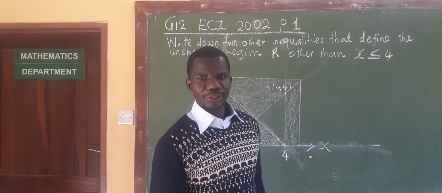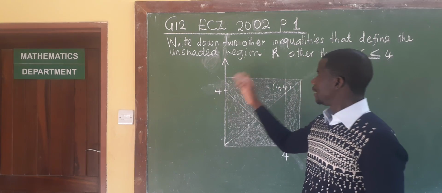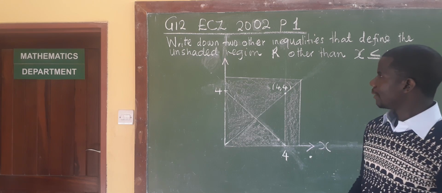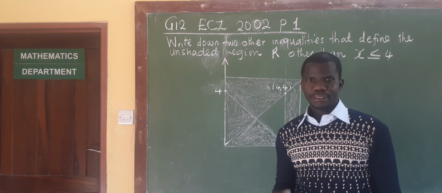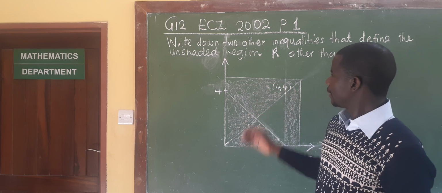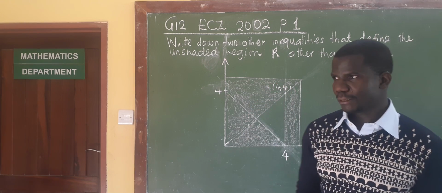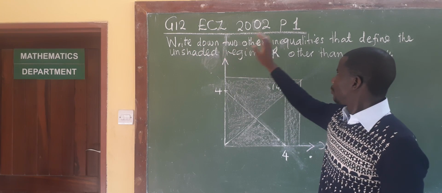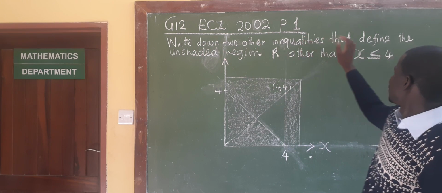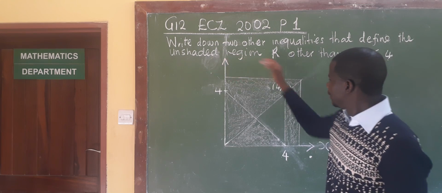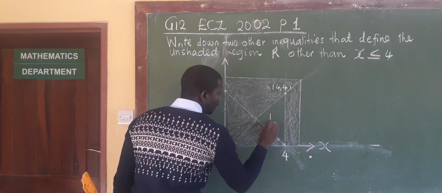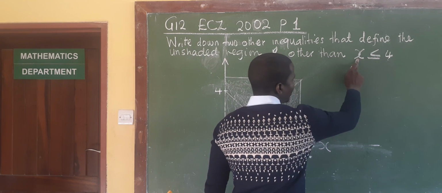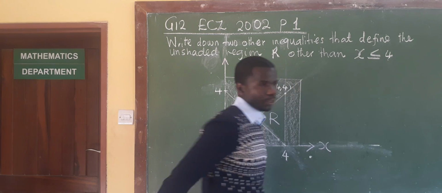Welcome to this short lesson where I want us to look at the question that was there in 2002, paper 1. That was on linear programming, construction of inequalities. The question reads, write down two other inequalities that define unshaded region R other than x is less than or equal to 4.